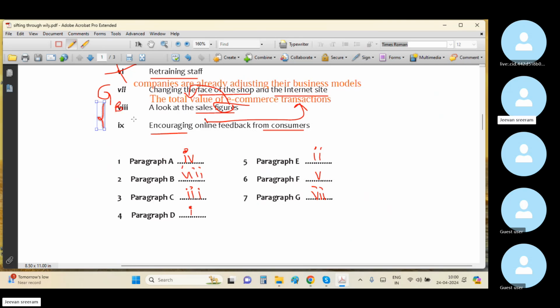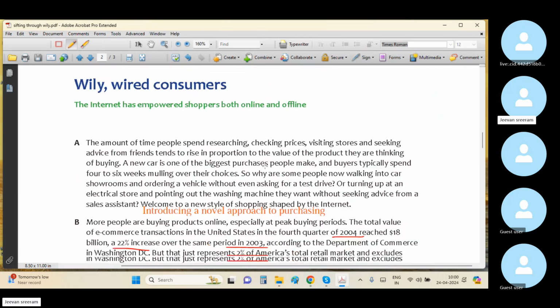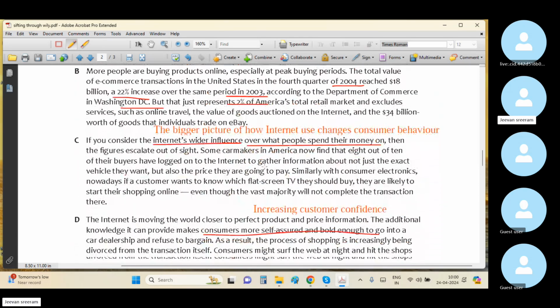You are done. So the ninth one is absolutely redundant. Encouraging online feedback from consumers. There is no paragraph. Encouraging, is consumers getting encouraged? Have got encouraged? Have been encouraged?